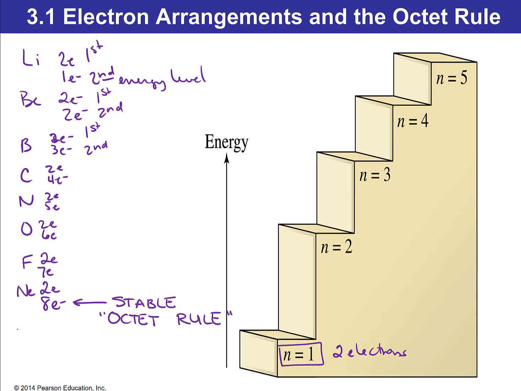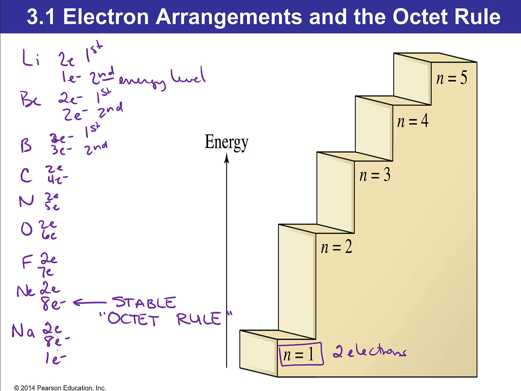So sodium. If we go to Na, Na is 11. So 2 fit in the first, 8 fit in the second, and what goes into the third? 1. So notice that hydrogen, lithium, and sodium all have 1 electron in their outer shell. So you actually don't have to memorize any of these. You just have to know how to use the periodic table, and it will actually tell you the number of electrons in the outer shell.